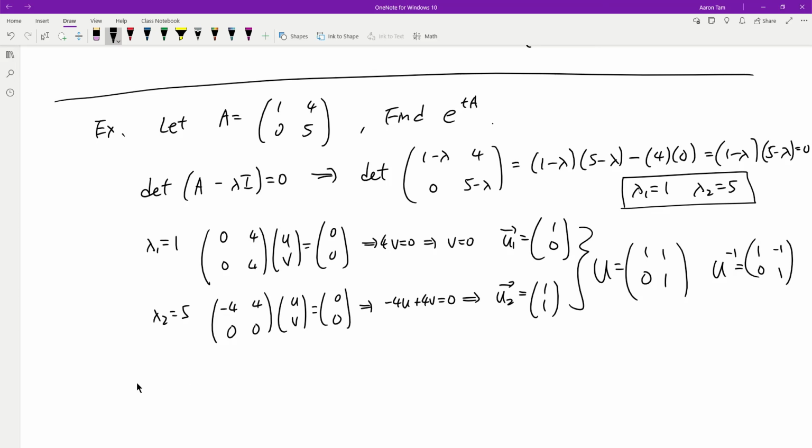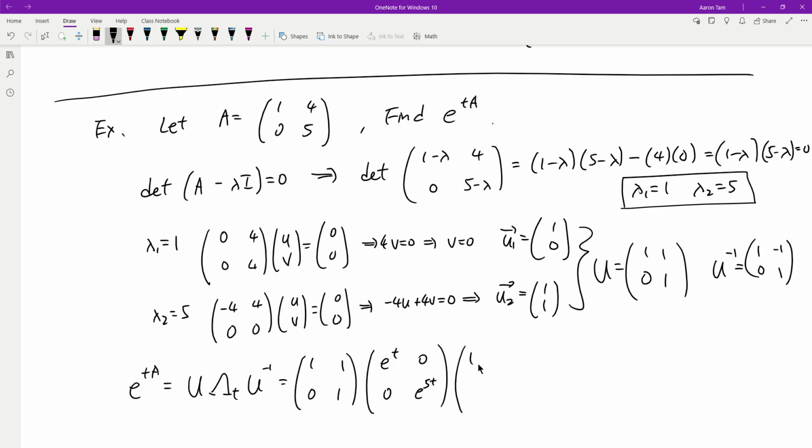And so now I'm ready to form my e^(tA). My e^(tA) is going to be equal to matrix U, Lambda_t, U inverse. So that becomes [[1, 1], [0, 1]] multiplied by [[e^t, 0], [0, e^(5t)]], and then [[1, -1], [0, 1]].